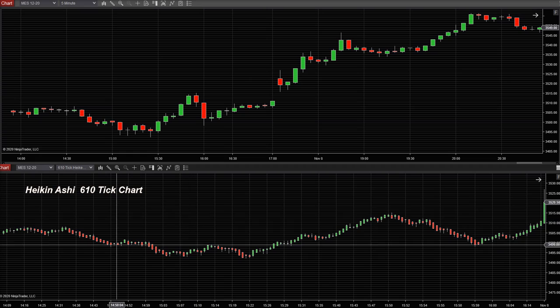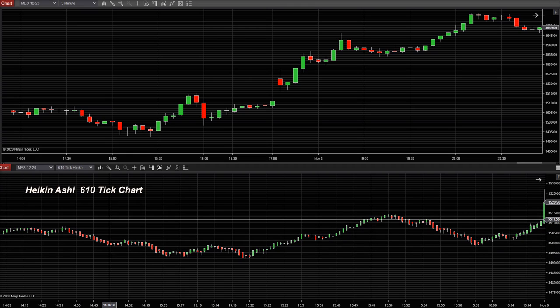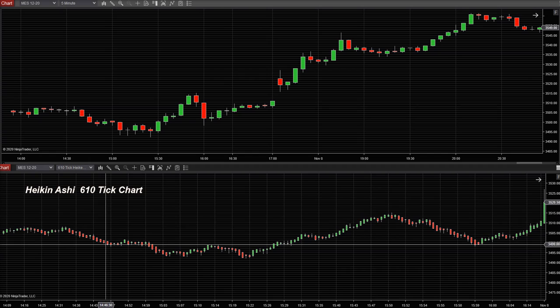And so what is a tick chart? Where a tick chart differs from a minute chart is that a tick chart is made based on the amount of orders that come in and the price action that is captured inside those orders. That's what builds the candle. And so it means that it's taking in 610 orders before it forms one candle.